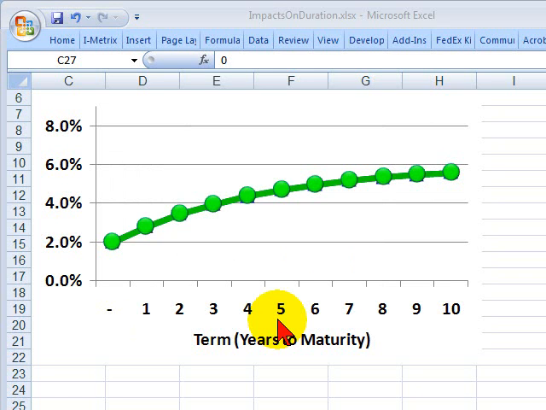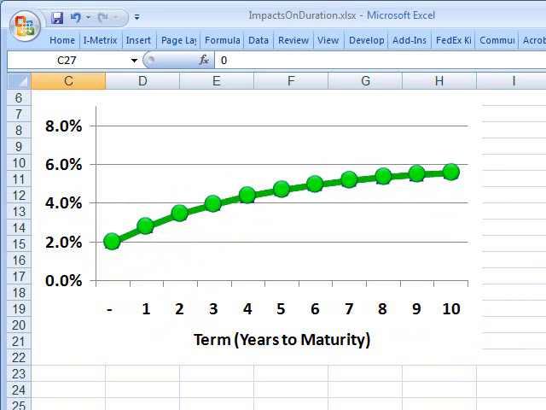I'd like to briefly draw the difference between duration and the key rate shift technique. In tomorrow's movie, I'll show you how to calculate the key rate. Here, just to illustrate, I've imagined a term structure of interest rates. So this is the familiar yield curve for spot rates, and what that means is that each term, for example at the 3-year term, there's a corresponding spot rate, in this case about 4%.